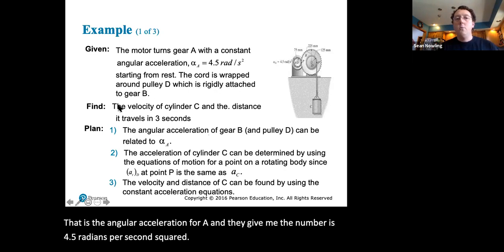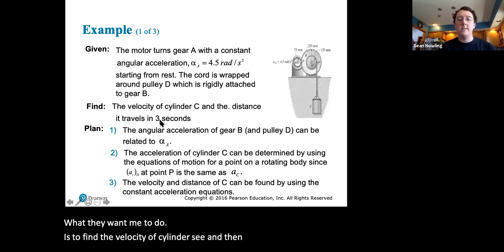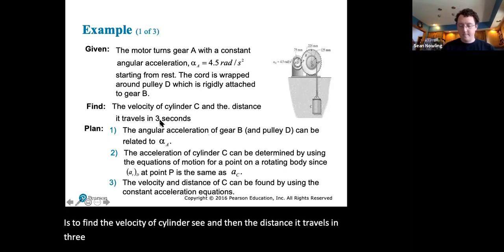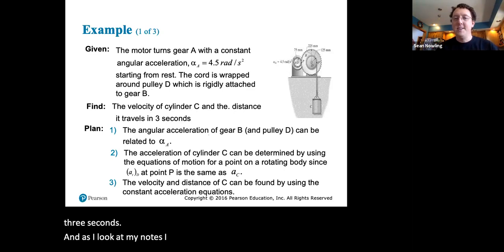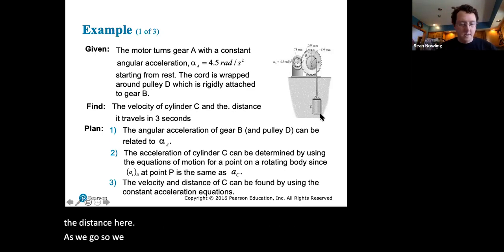So what they want me to do is to find the velocity of cylinder C and then the distance it travels in 3 seconds. As I look at my notes, I only did the velocity, so we'll have to figure out the distance as we go. All right, so we want the velocity of point C at time 3 seconds.